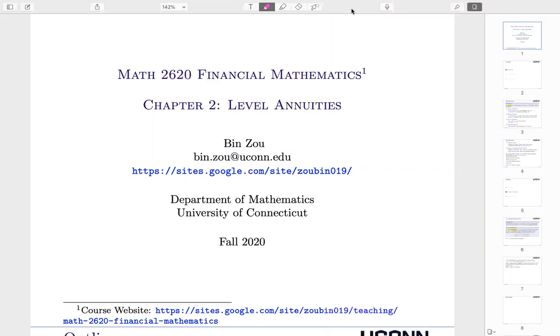In this video, we officially start Chapter 2, Level Annuities. In the next chapter, we will study something similar, but with varying annuities. So level annuities means the size of the payments is the same. In the next chapter, we will learn varying annuities, meaning the size of the payments may change. So that's the difference between Chapter 2 and Chapter 3.